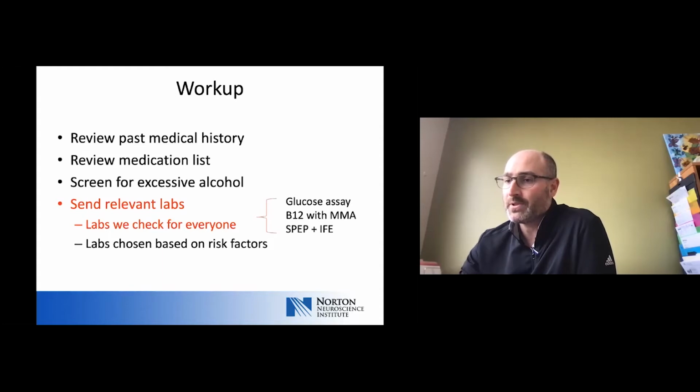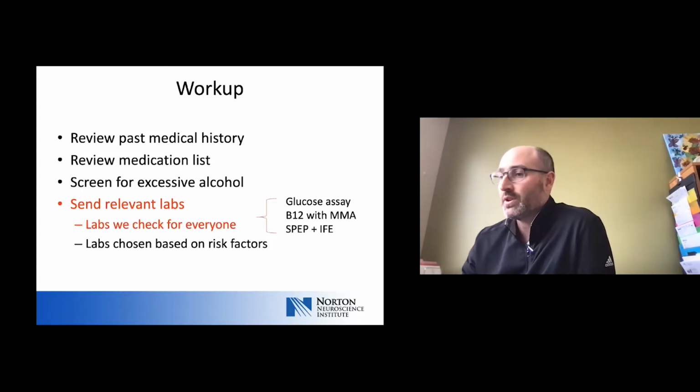These labs here are determined to be a pretty good idea to send on everyone. And this comes from an AAN practice parameter. So the labs that are going to be appropriate for everybody are a glucose assessment, a B12 assay, which should include a methylmalonic acid, which should help determine if folks in that 200 to 400 borderline range are truly deficient. In addition to an SPEP and an immunofixation electrophoresis to identify neuropathies associated with monoclonal gammopathy.